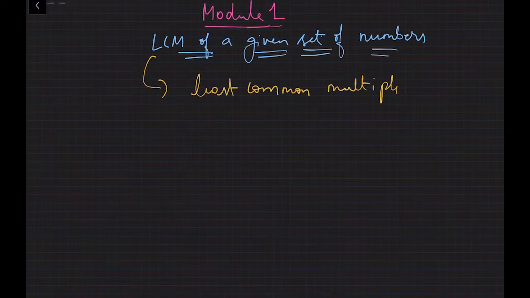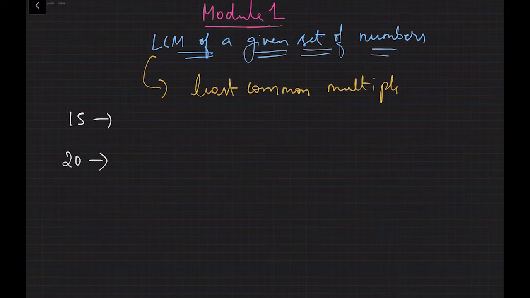In this video, I'll be explaining the meaning of LCM, that is, least common multiple of a given set of numbers, and also how to find the least common multiple of a given set of numbers using various methods. Before we begin with the methods, first let us understand the meaning of least common multiple of a given set of numbers through an example.